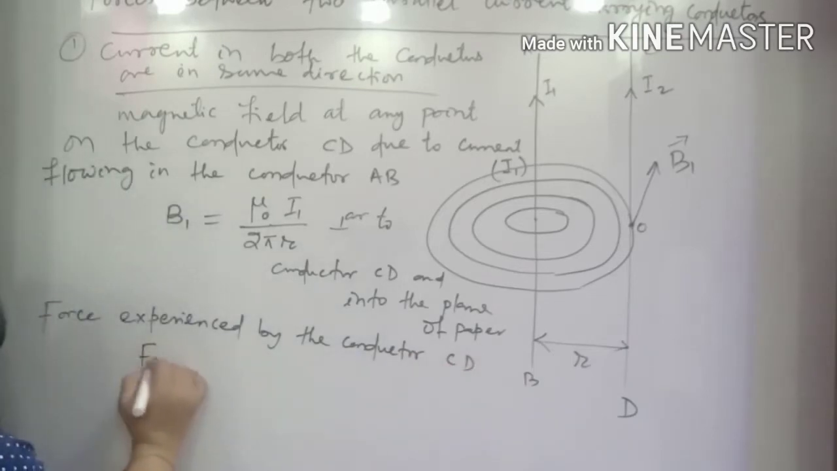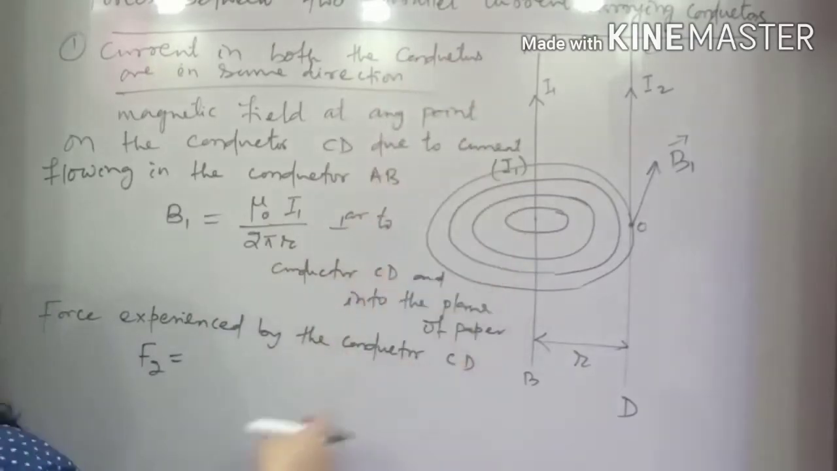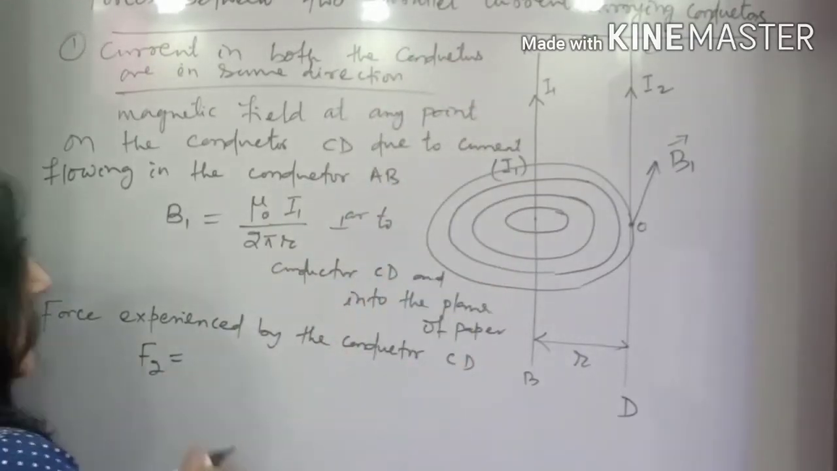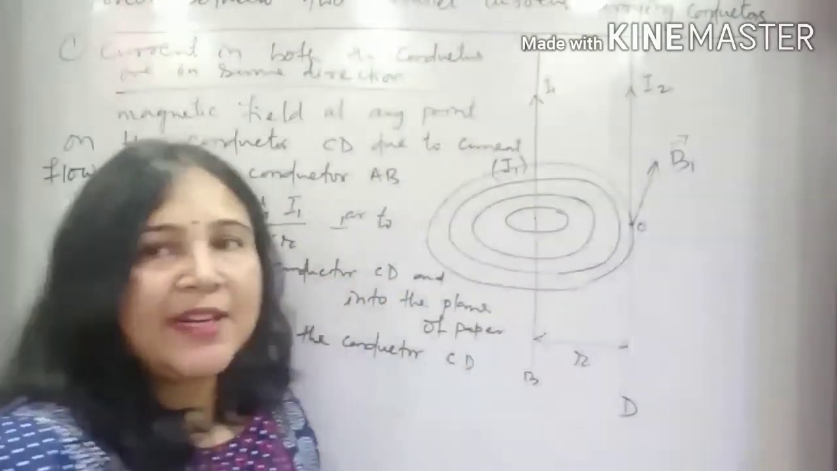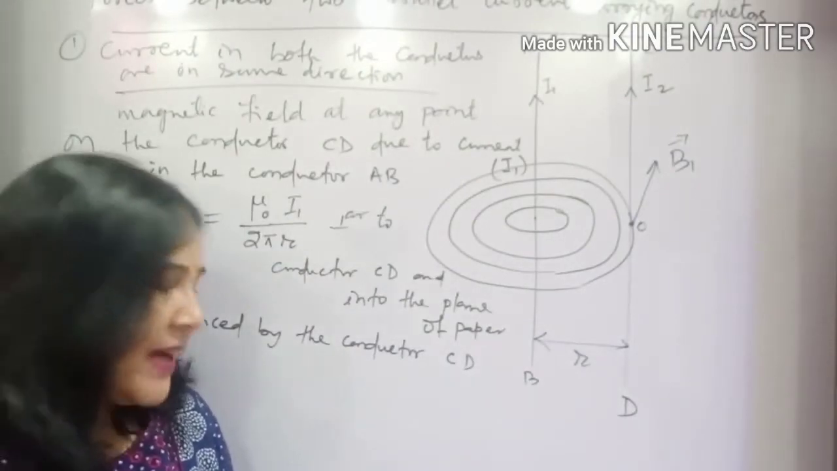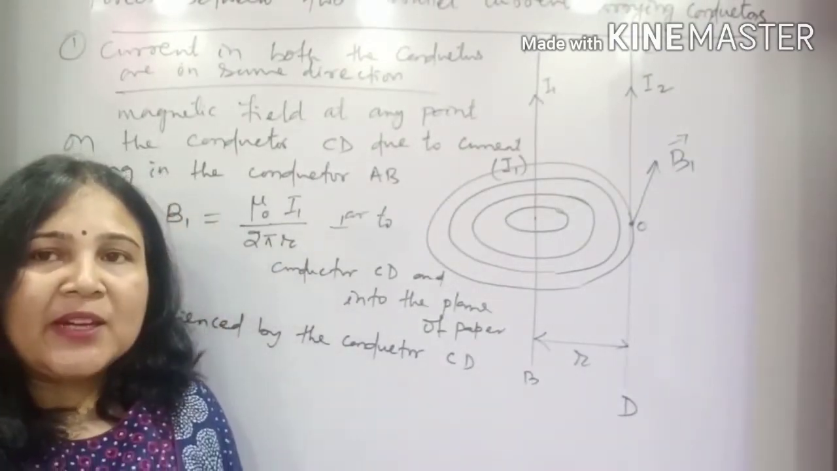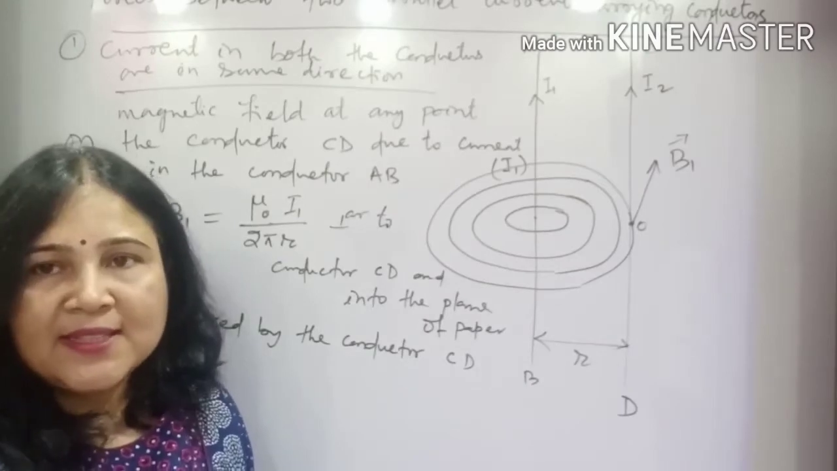So here the force, let me take it as F2, because it is the CD conductor which is experiencing the force. So this F2, what is the conductor, that is a current carrying conductor. When it is placed in a magnetic field, the force experienced by that, what is the formula? That is BIL sin theta.